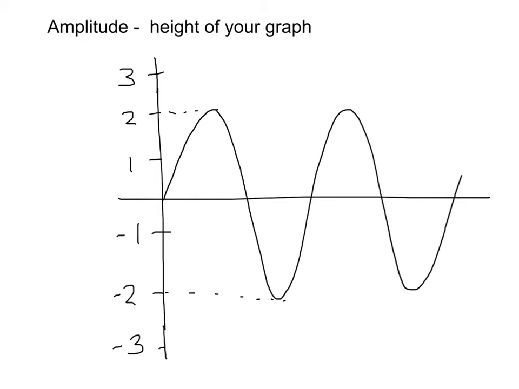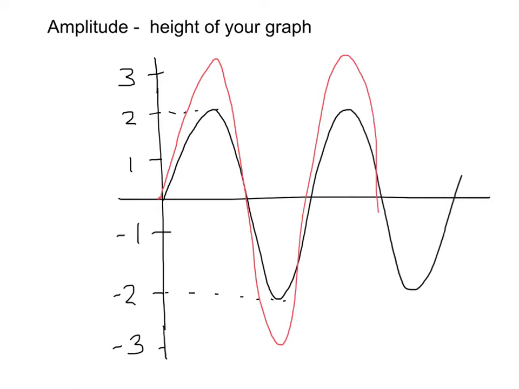Let's try drawing the same graph with an amplitude of 3. In this case, it would take the same pattern but go all the way up to 3, all the way down to negative 3. Up to 3, down to negative 3. Let's do a graph with an amplitude of 1. That would do the same pattern, up to 1, down to negative 1, up to 1, down to negative 1. So amplitude is just the height of your graph.